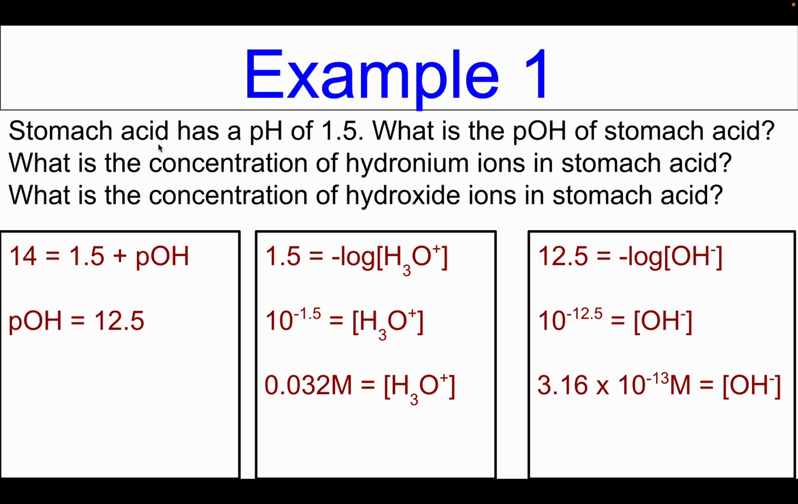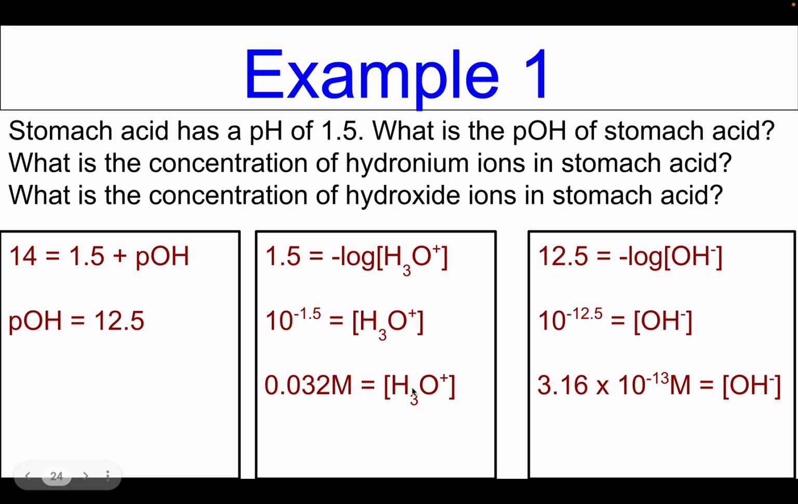But let's say I didn't tell you that this was stomach acid. Let's say it was just like an unknown solution. How could we tell, looking at these numbers, that this is an acid? Well, the easiest one to look at is the pH. The pH is 1.5, and that number is less than 7.